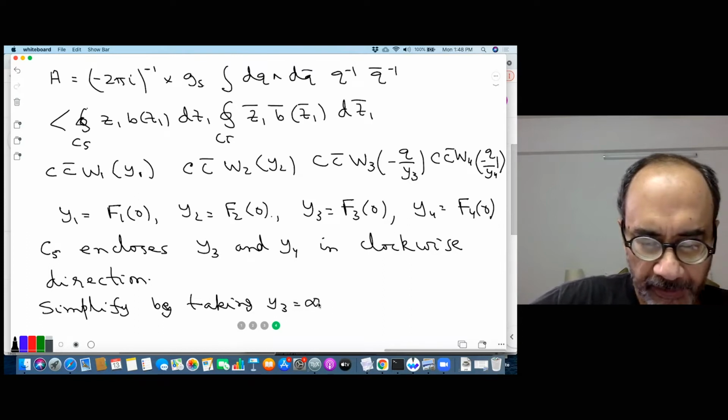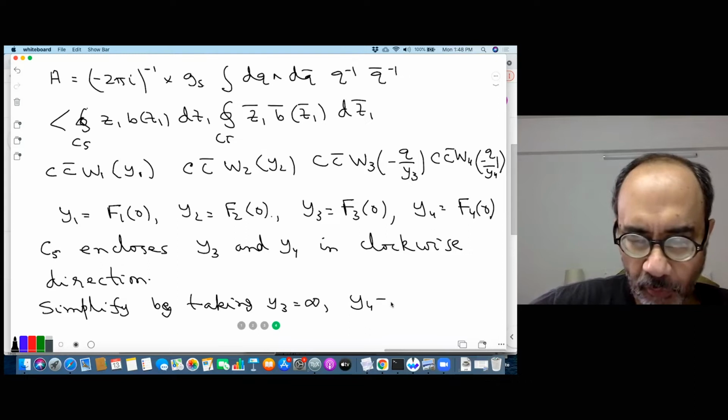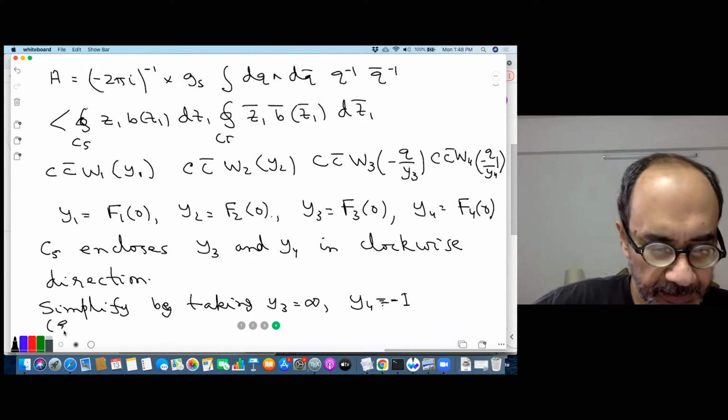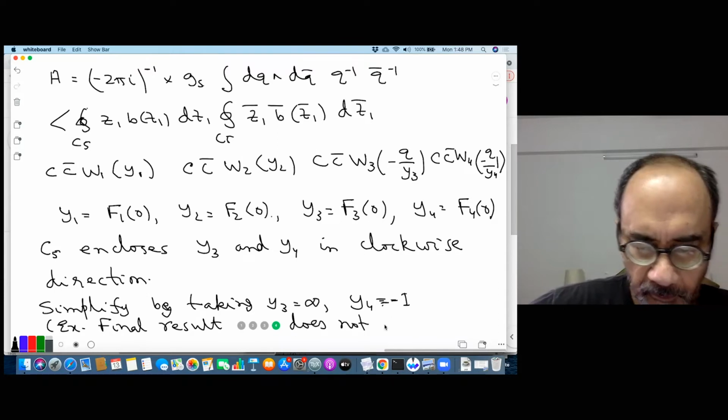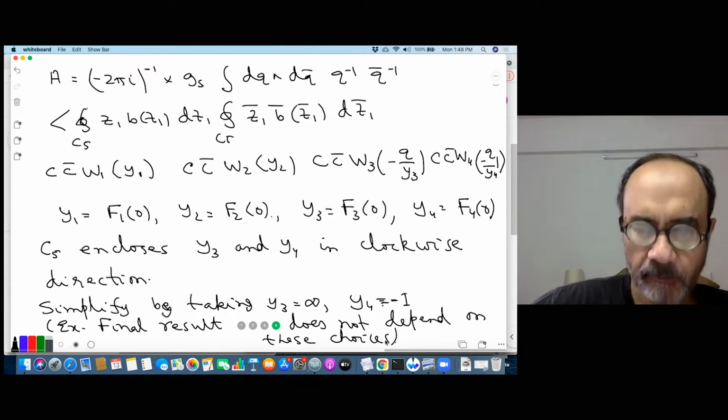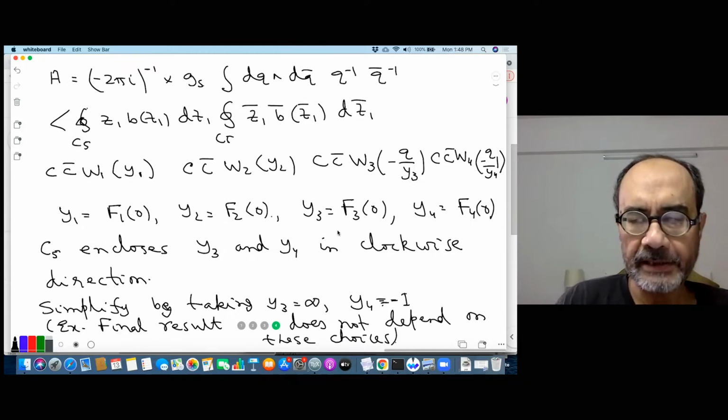By taking y3 equal to infinity and y4 equal to minus 1. Again, I'll leave it as an exercise to check that the final result doesn't depend on these choices. Okay, so exercise: the final result doesn't depend on these choices. Okay, but let's make these choices anyway.